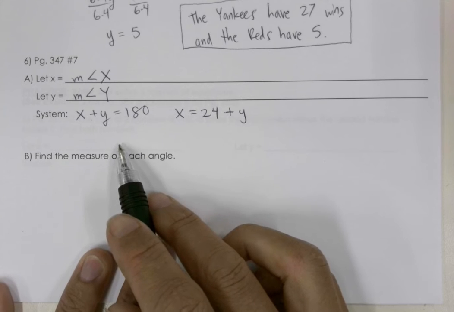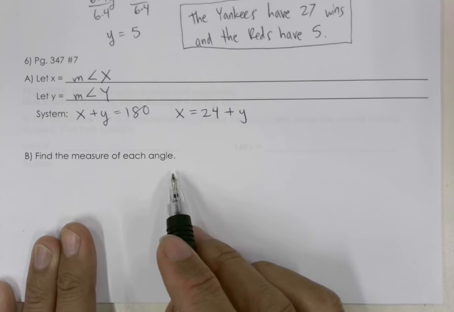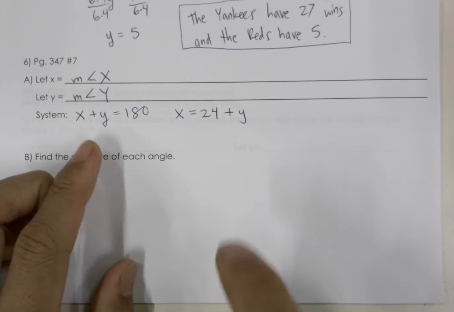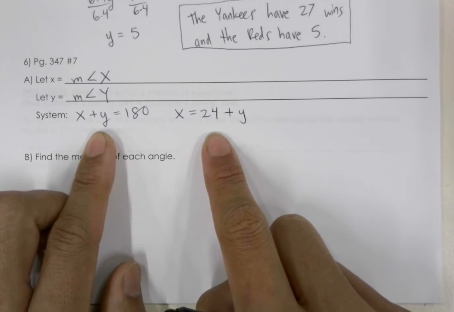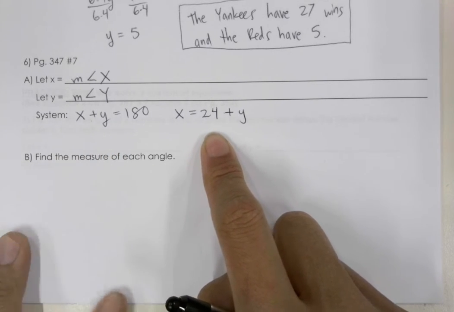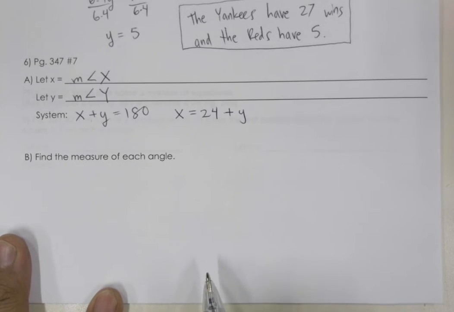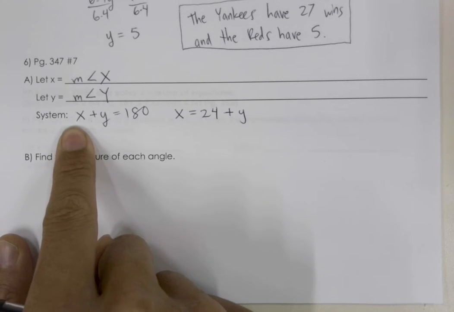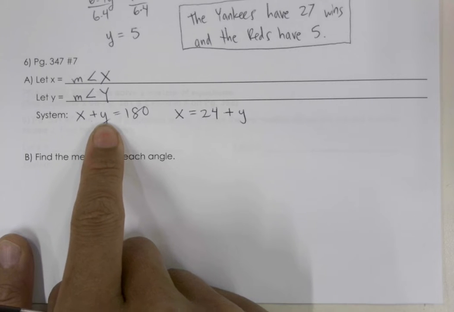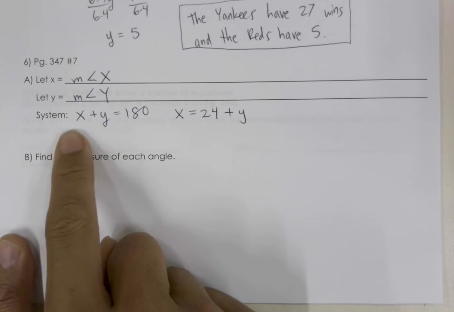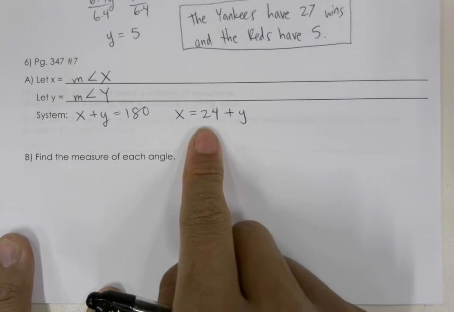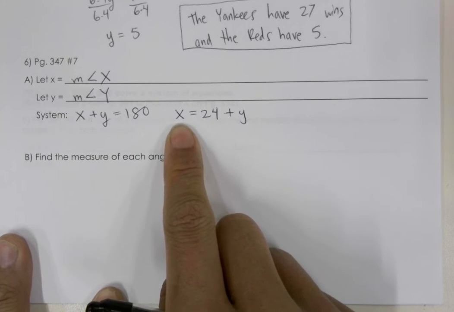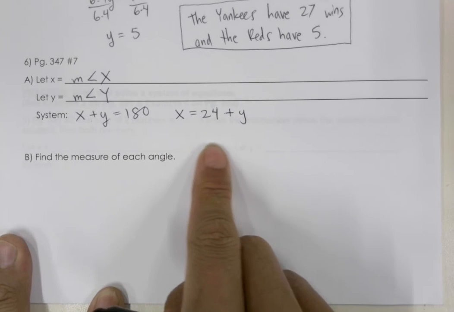And now we need to find the measure of each angle. Well, how can we do that? We have a system of linear equations, and so we'll follow the steps. Step one is to solve for one of the variables. You could see here our X has a coefficient of 1 and our Y also has a coefficient of 1. Those would be great candidates to solve for. But looking at our equation 2, X is already solved for. So step one is done.